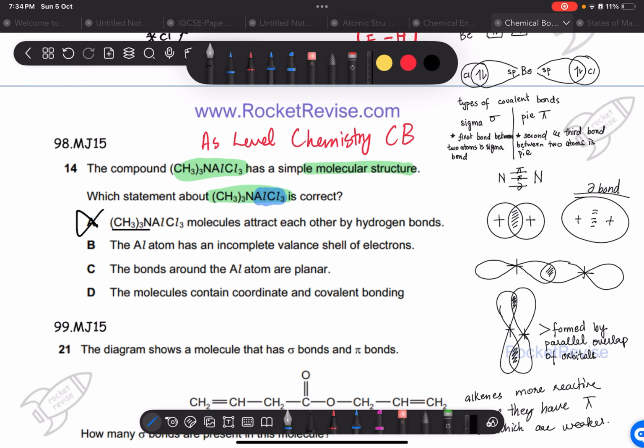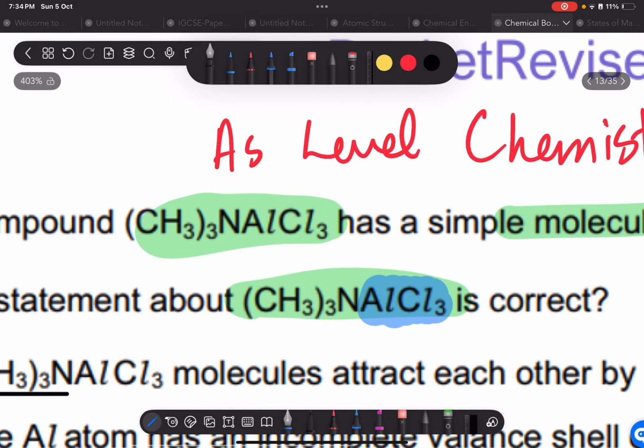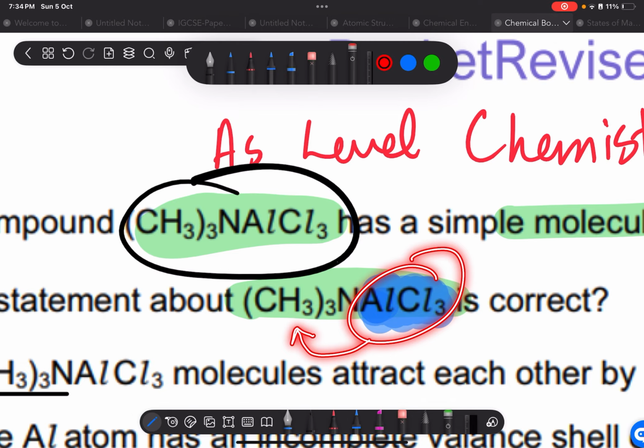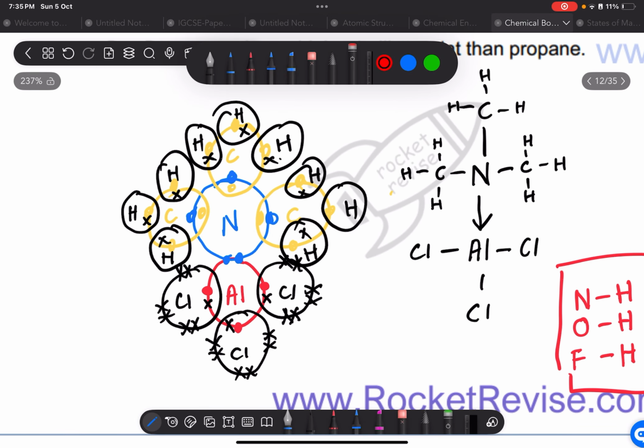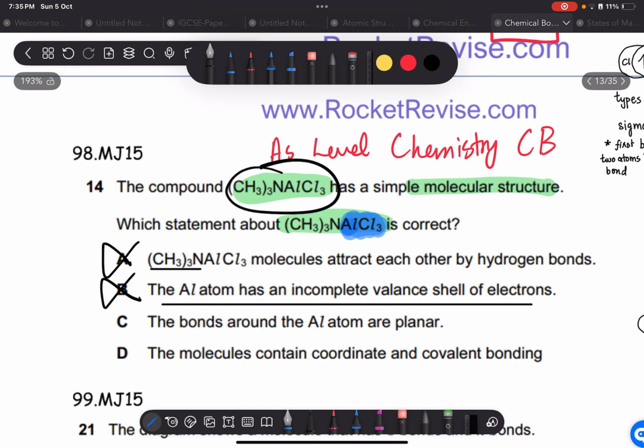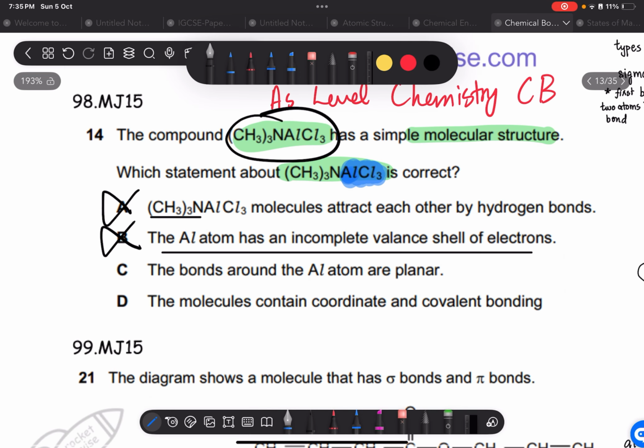The aluminum atom has an incomplete valence shell of electrons. Yeah, it's true, but not in this molecule. Only this part of the molecule, AlCl3. Initially it had an incomplete shell, but after bonding to CH3, three times, it's going to have a complete shell. Look at the structure. Aluminum absolutely has 8 electrons: 1, 2, 3, 4, 5, 6, 7, 8. And to get there, aluminum gets 2 electrons. That is why it is bonded datively with nitrogen. So this is also incorrect because aluminum has got the full shell. Initially it did not have, but after bonding it has.